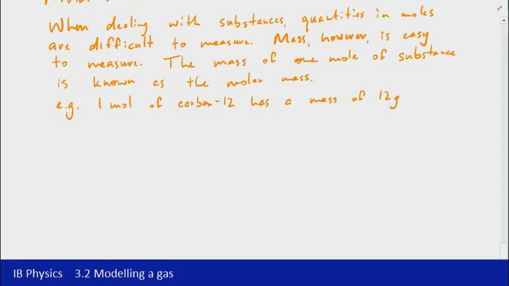So its molar mass is, so that leads to the molar mass of carbon-12. It'll seem like a bit of a strange way to state it. So molar mass of carbon-12 is 12 grams per mole. That means if we had 2 moles, then the mass would be 24 grams. If we had 3 moles, the mass would be 36 grams. So 12 grams for every mole of gas that you have in the container.